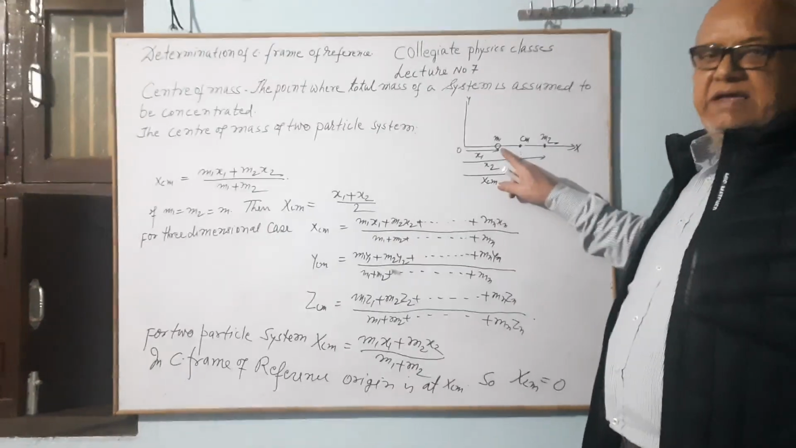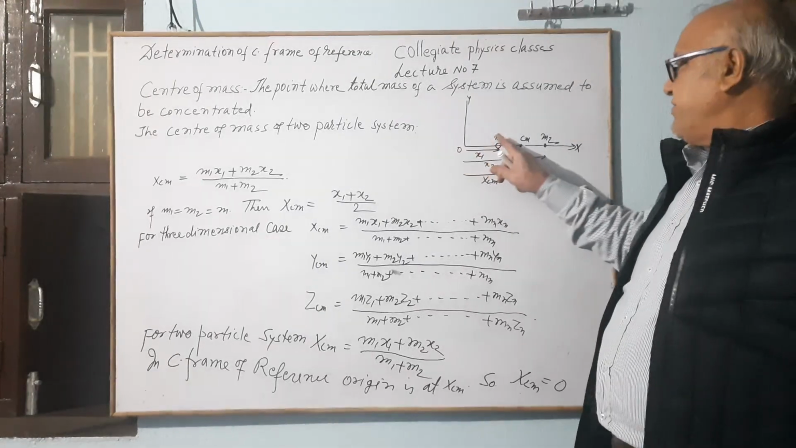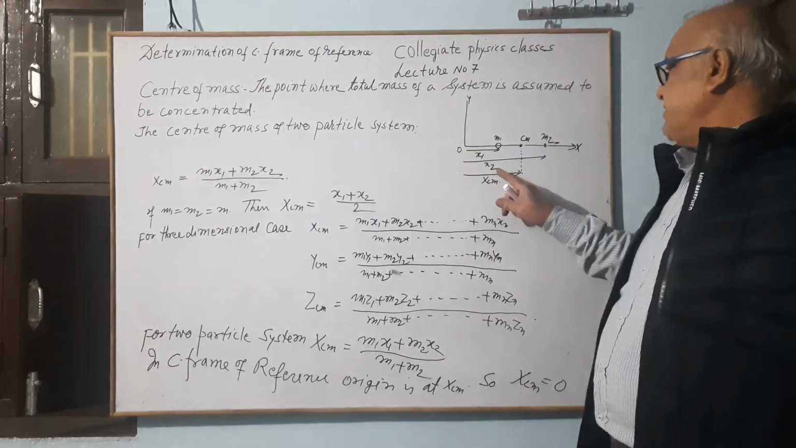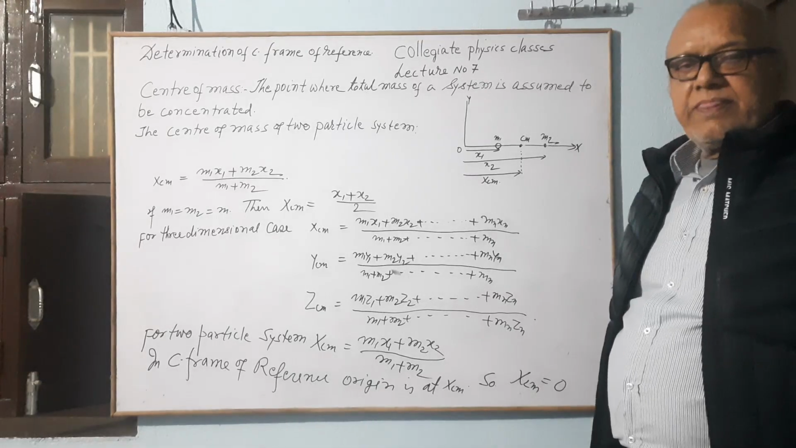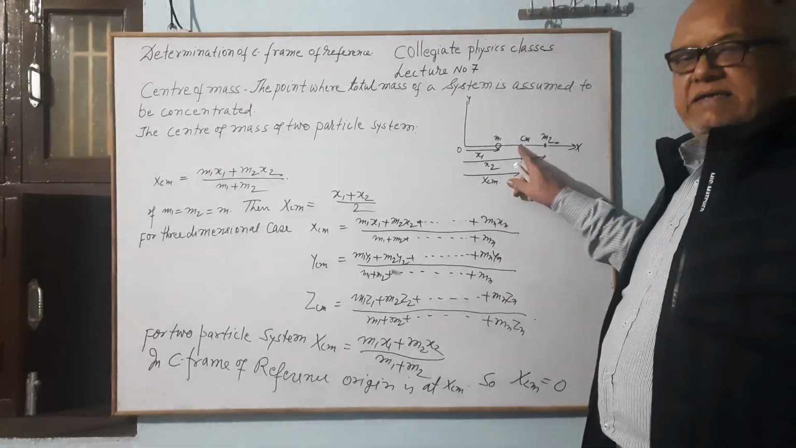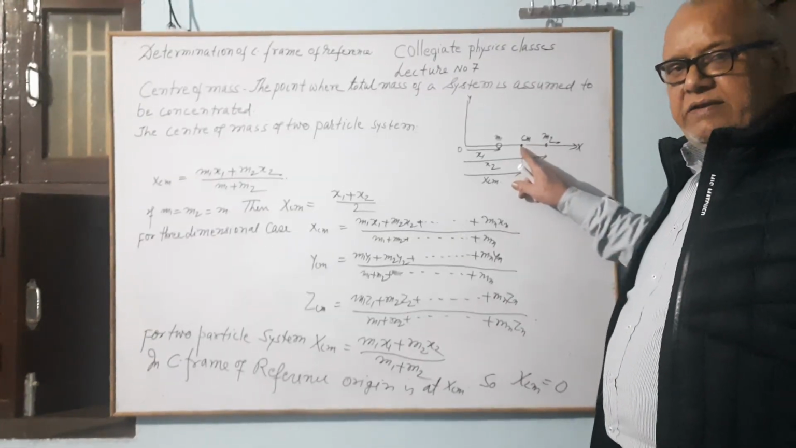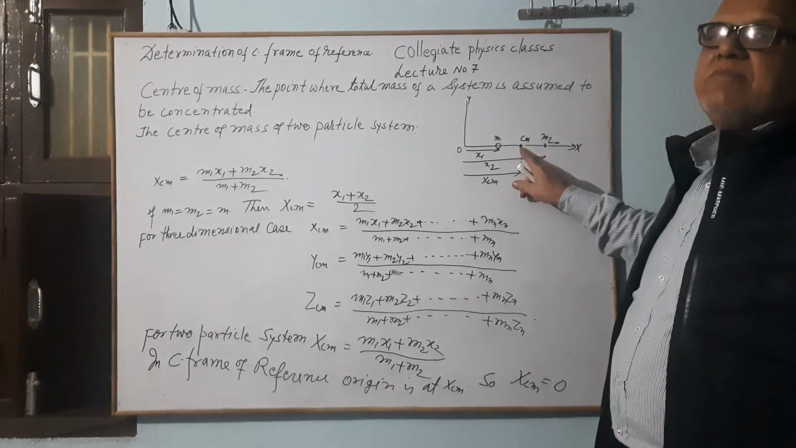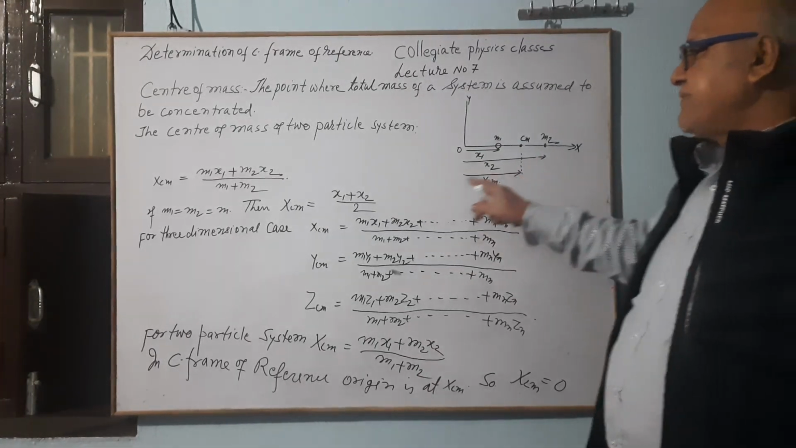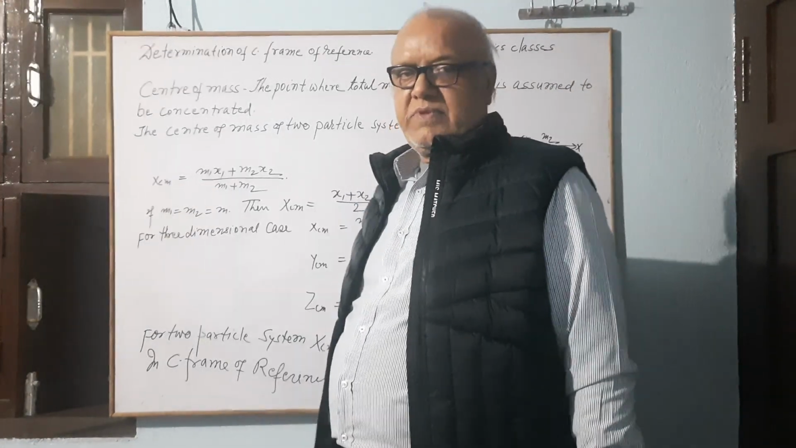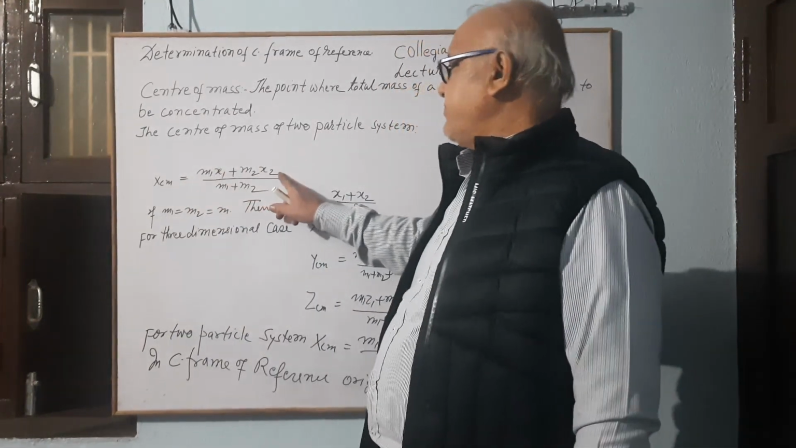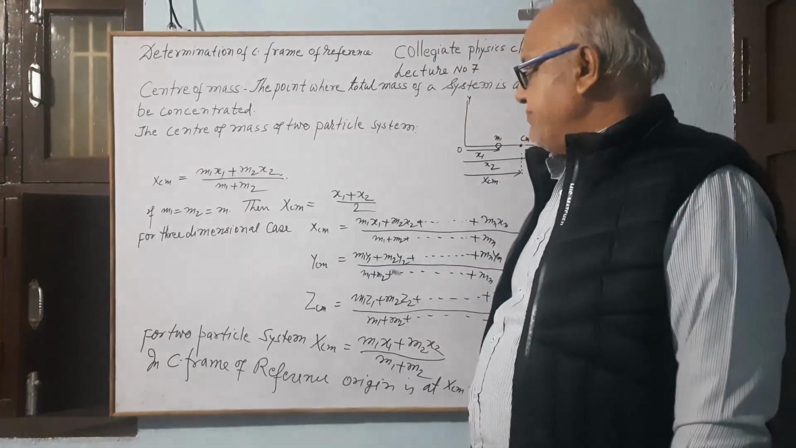The moment of mass m1 about the origin is m1 x1. The moment of mass m2 about the origin is m2 x2. If m1 and m2 both are assumed to be concentrated at this CM point, then the mass at the CM point is m1 + m2. Its moment about the origin will be equal to (m1 + m2) xcm. So xcm will be equal to (m1 x1 + m2 x2) / (m1 + m2).